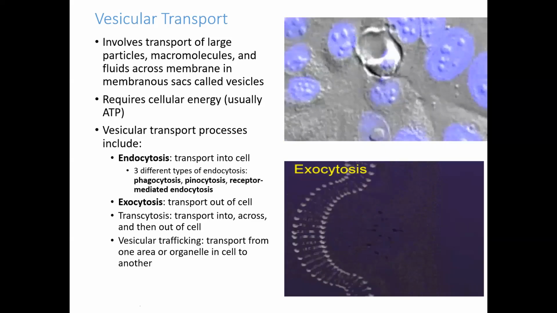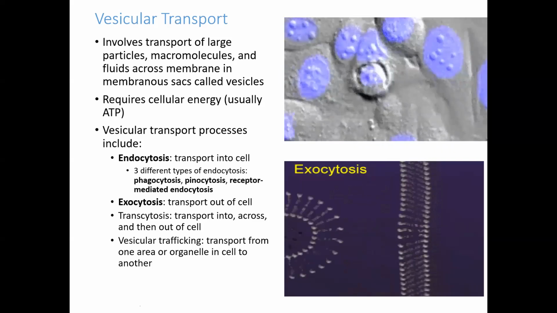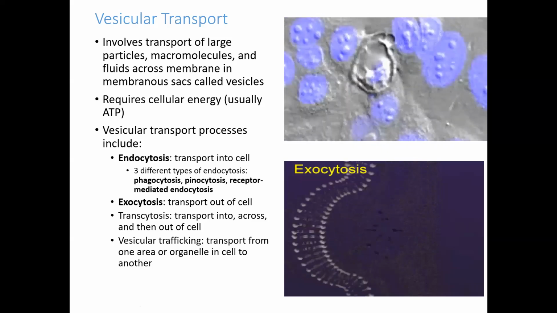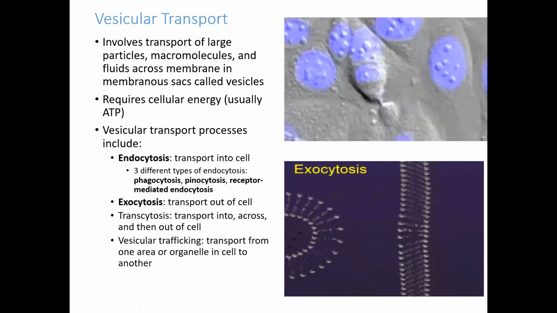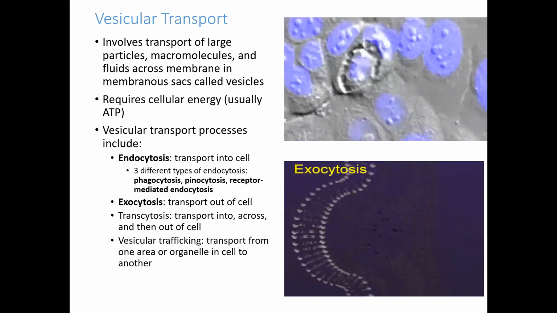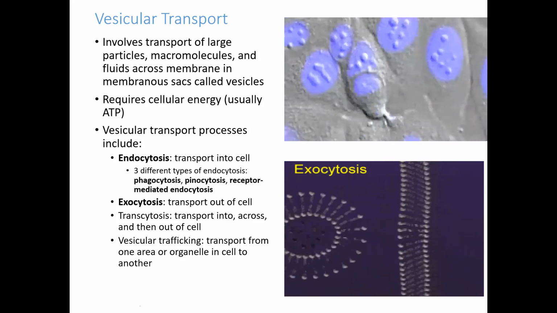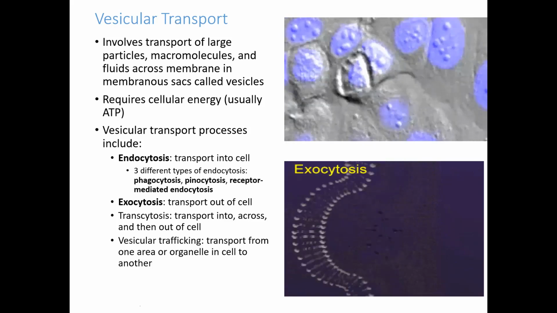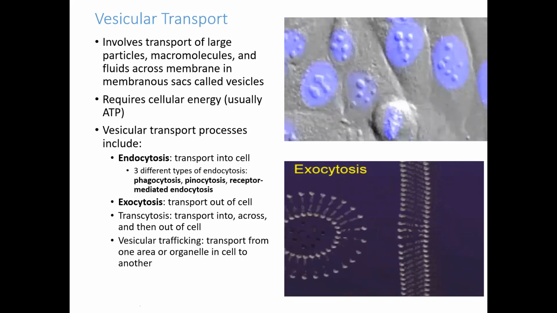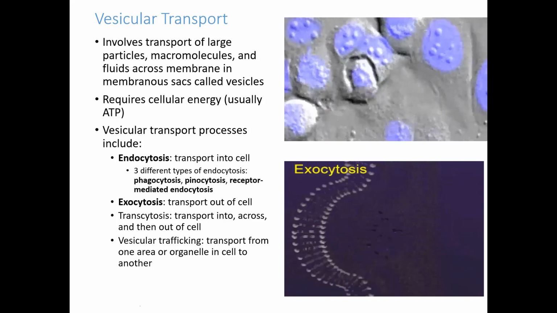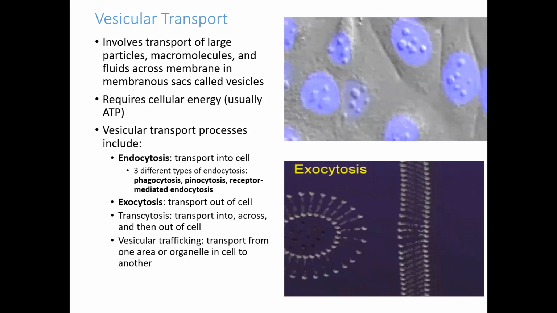A vesicle is nothing but a bubble. And we have three types of vesicles. We have ones that allow us to undergo endocytosis, where we can bring things into the cell. We can engulf something outside the cell and bring it in. We have exocytosis, where we have something we've made in the cell that we want to release to the outside. Maybe it's a waste product. Maybe it's a protein, a digestive enzyme, or a hormone that we want to release to the outside of the cell.